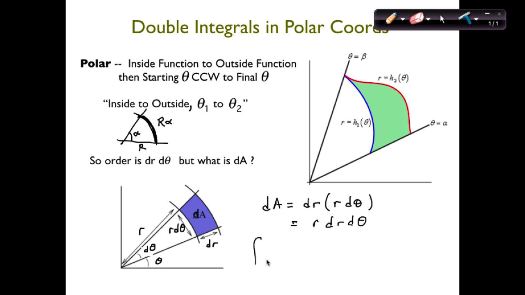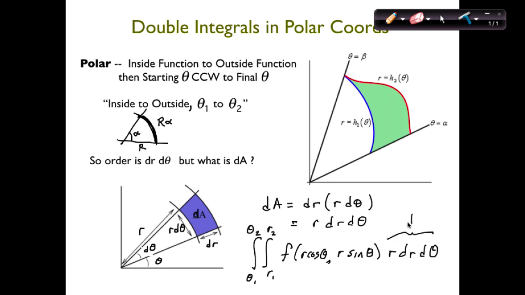And so our polar double integral is complete, going from r1 to r2, theta 1 to theta 2. So dA is not dr d theta, but r dr d theta, because d theta is not a distance dimension. r d theta is.